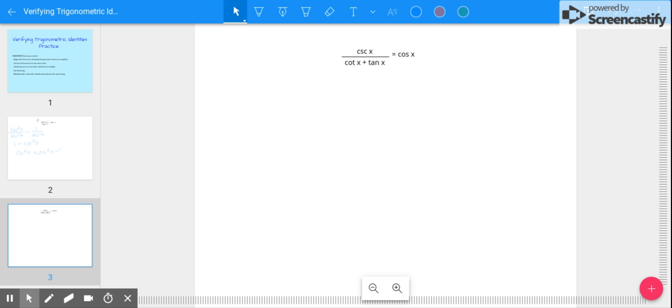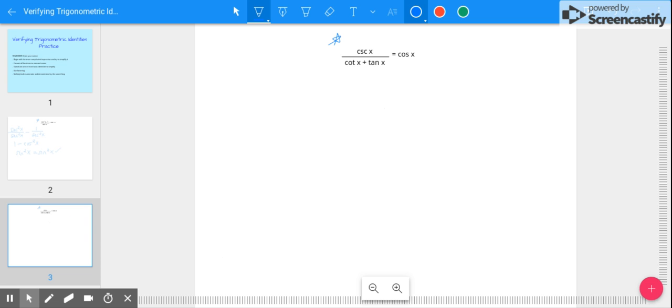Now, before I begin this one, I want you to take a look and pause the video and think to yourself, what side would you start on, and what might be your strategy? So if you reflected, hopefully you were thinking that clearly this side is more complex to look at, probably easier to work with, and we've got lots of different functions going on, so perhaps the strategy here would be to change them all to sines and cosines.